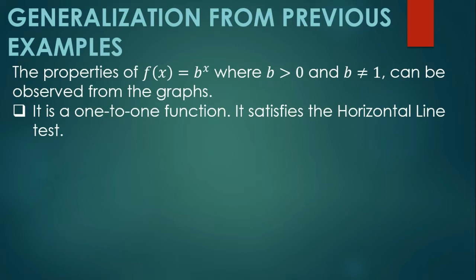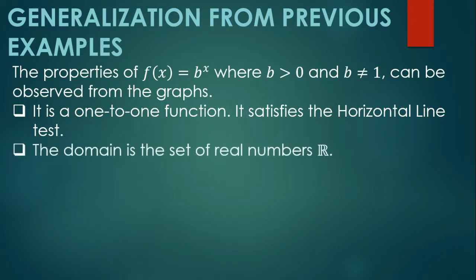Kahit mag-sketch ka ng napakaraming horizontal line sa graph na yon, it will only touch the graph at exactly 1 point. Kaya siya one-to-one. The domain is the set of real numbers. As I said earlier, lahat ng real numbers pwedeng i-substitute sa ating variable x. Wala siyang restriction. Yung range nilang dalawa, yung dalawang graph, ay from 0 to positive infinity. Okay, it always approaches positive infinity, pataas siya. Doon sa portion lang na may positive.